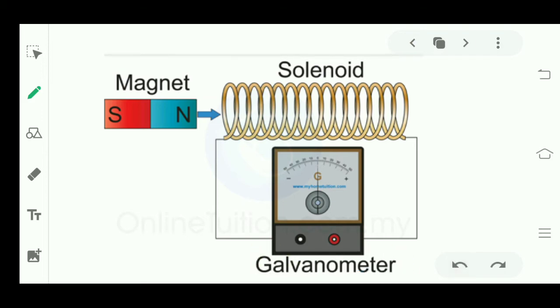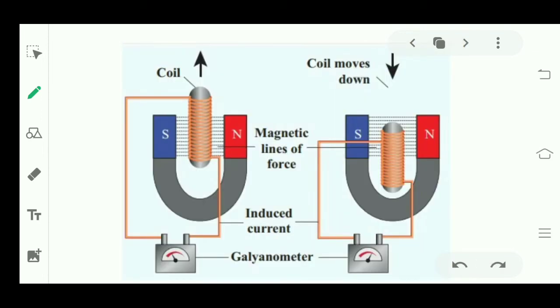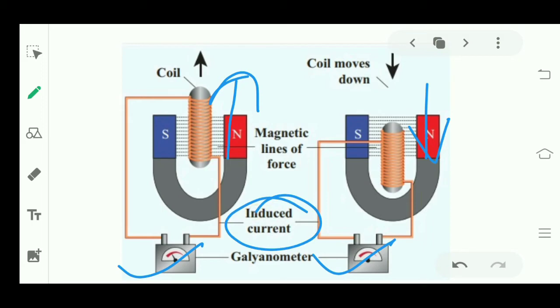All right, that we can know by galvanometer. How? Whenever we move the coil away from the magnet or towards the magnet, this galvanometer shows deflection. Why? Because of the presence of electric current, because of the presence of induced current. This galvanometer shows deflection, that means induced current is present.